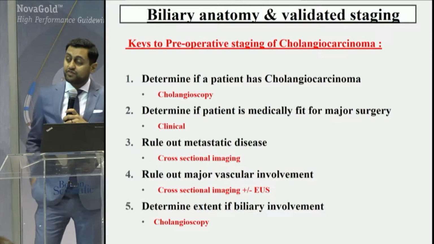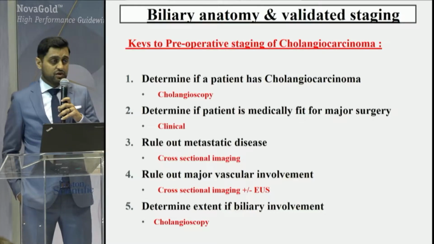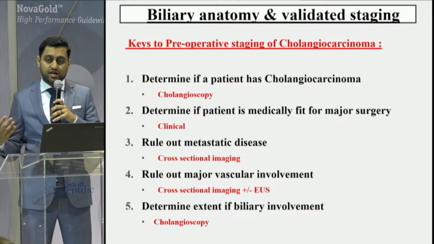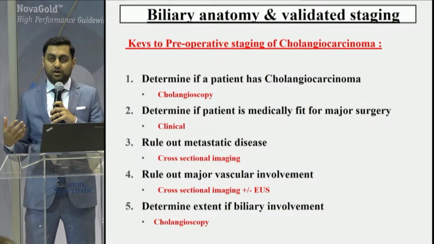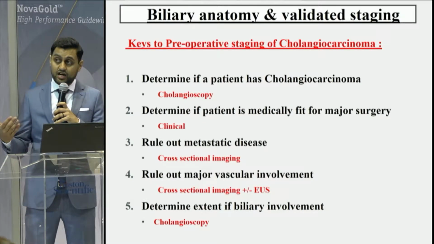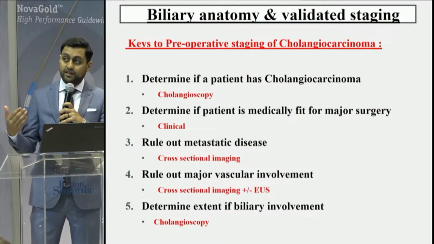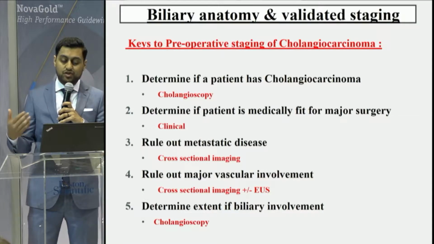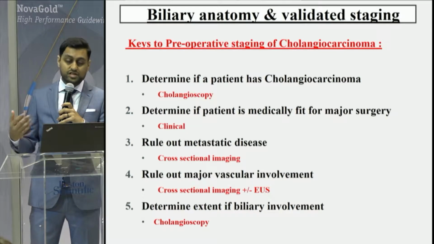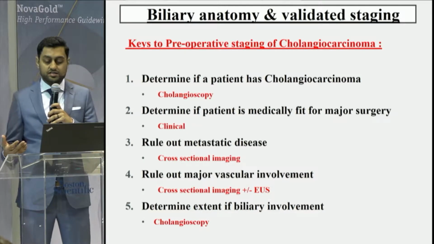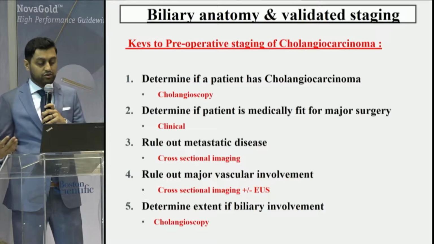So, keys to preoperative staging of cholangiocarcinoma. I often get the question, is cholangioscopy replacing EUS in your practice? And I don't think that it does. I think we have a great role for our radiology colleagues to do cross-sectional imaging. I think cholangioscopy is additive and not subtractive from cross-sectional imaging. I also think cholangioscopy adds on to EUS in the cases where EUS is needed for a certain amount of vascular or nodal involvement, right?